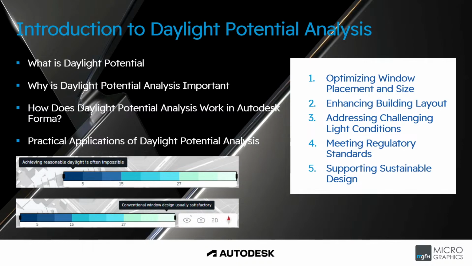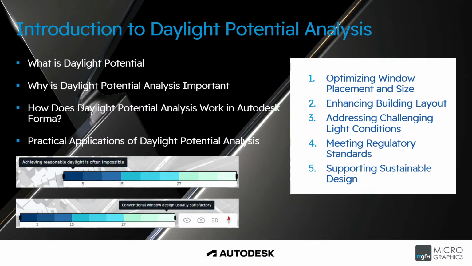Enhancing building layout. The analysis can identify areas where changes in the building layout are necessary to improve daylight conditions. For instance, reconfiguring room orientations or adjusting floor plans can enhance natural light distribution.